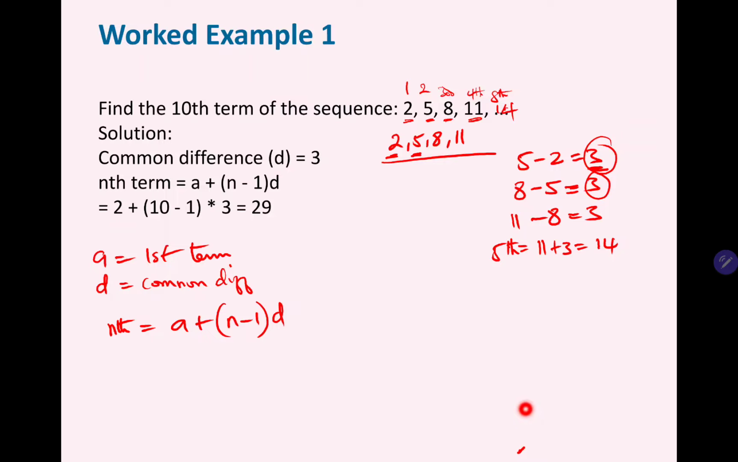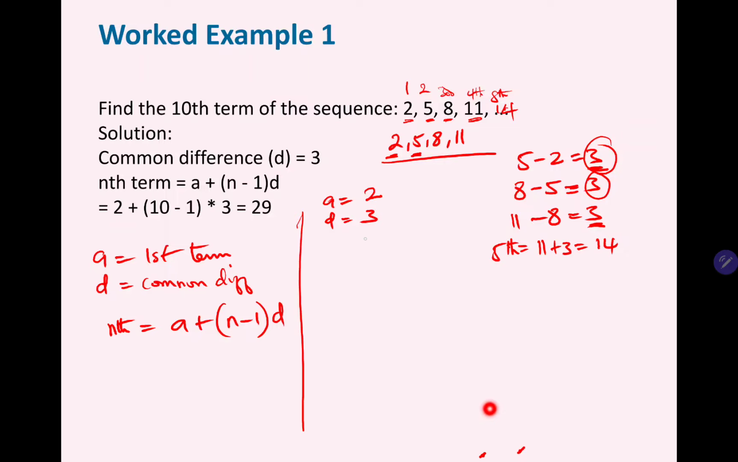Let us look at this example with us here. In this example, we are told to look for the 10th term of the sequence 2, 5, 8, 11. Remember that 2 is the first term, 5 is the second term, 8 is the third term, 11 is the fourth term. So we are told to look for the 10th term. So the 10th term now, using our formula, where a is equal to what? The first term, and the first term here is 2. And the common difference, what else do we need in the formula? The common difference is 3, like we have gotten here.